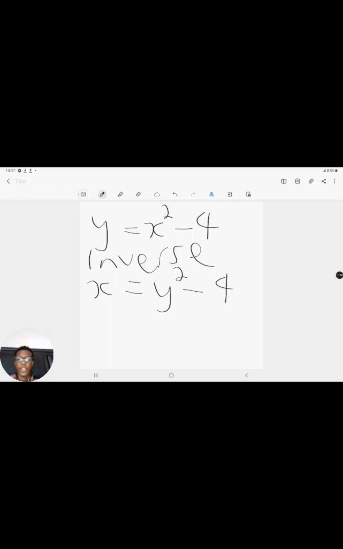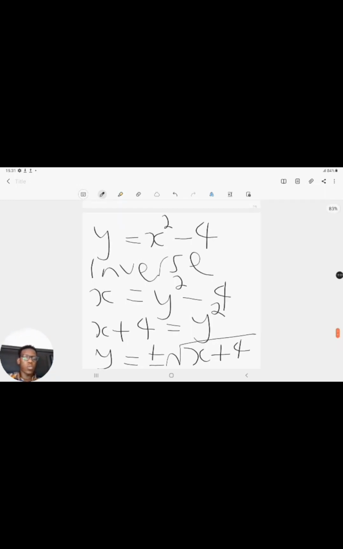Okay, and then you have to make y the subject of the formula. So you're going to say x plus 4, because this 4 goes to the other side and it changes its sign. Then you've got y squared. Then you take the square root of both sides. Then what you will have ultimately is y equals plus or minus the square root of x plus 4.